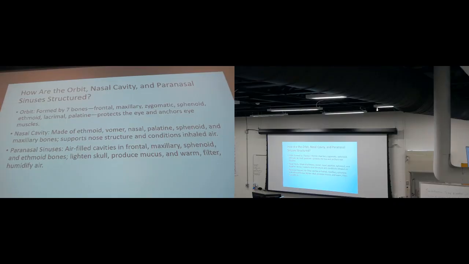This is the last slide for today. Bones of the orbit, we have 7. Frontal, maxillary, zygomatic, sphenoid, ethmoid, lacrimal, palatine. Functions of these bones are to protect the eye and anchor the muscles of the eye. These bones in general are very tiny.